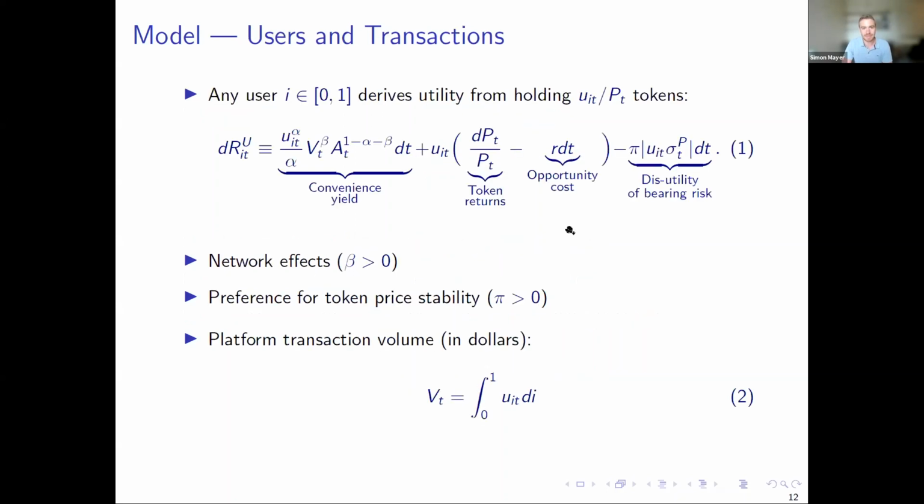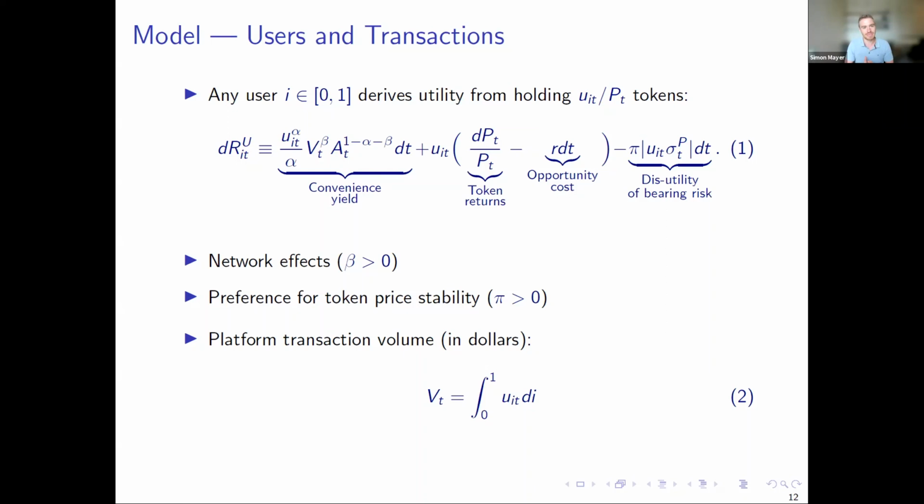I assume that these tokens fulfill some transaction function on the platform, and I model transactions in reduced form by adopting the well-known money-in-the-utility-function approach. Specifically, any user, and there is a unit mass of them, derives some utility or some convenience yield from holding tokens, which is reduced-form modeling of transactions. In particular, the utility a user derives from holding a dollar amount of tokens is given in equation 1 and consists of the convenience yield and the token returns, but the utility a user derives from holding tokens decreases with the opportunity cost, which is the interest rate R, and some disutility of bearing risk.